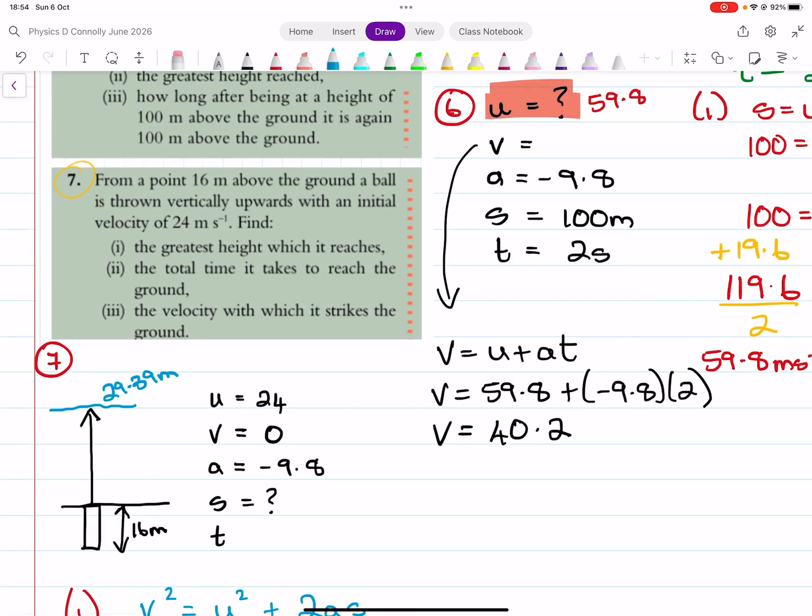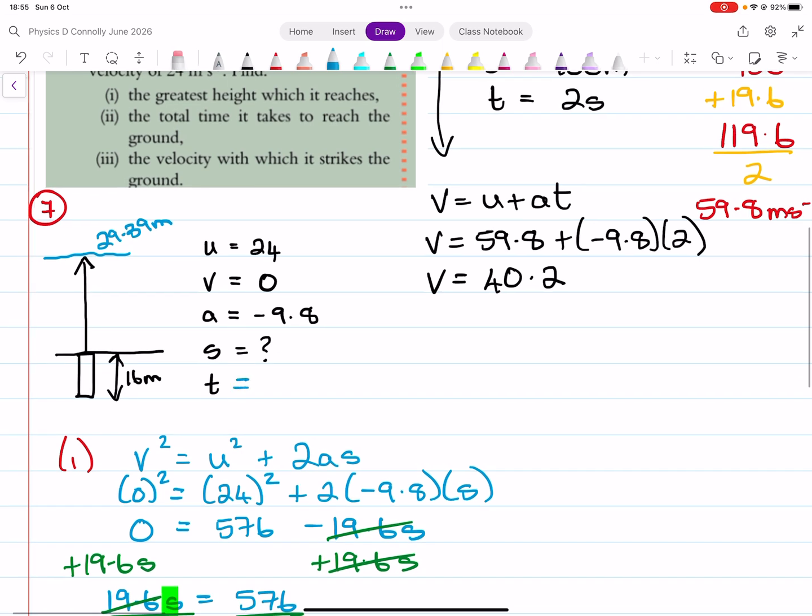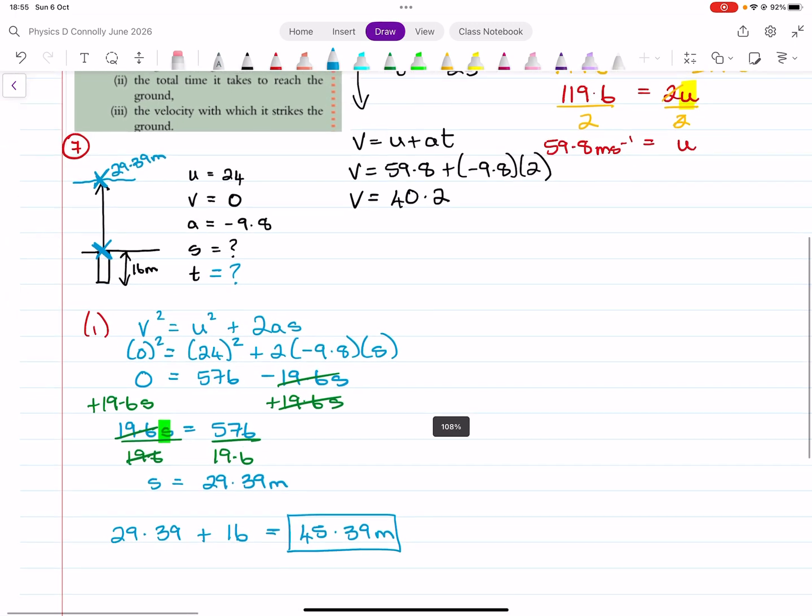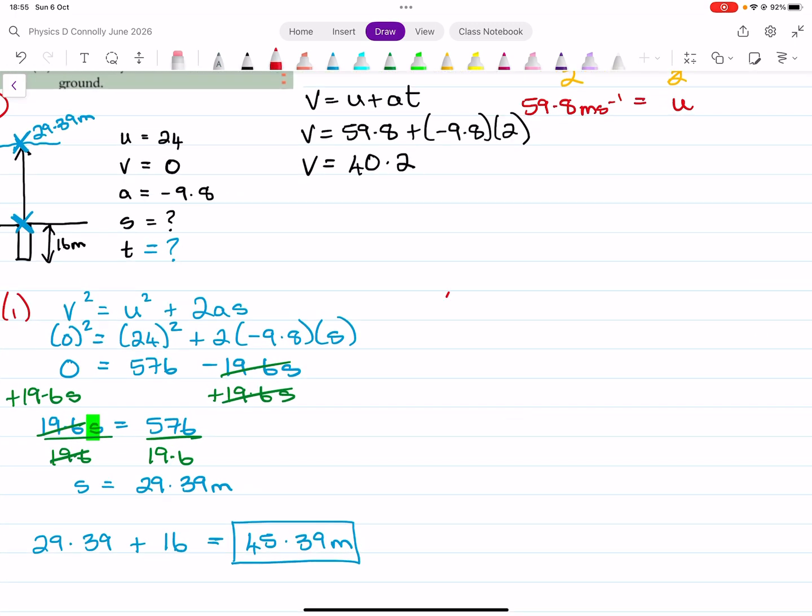The total time it takes to reach the ground. Okay, so we can figure out this time here, and that will give us the time from here to the top. So let's do this. So time from 16 to top. Okay, I'm using the UVAS that's already there, so can I do V equals U plus AT? I think I can. Yeah, because I need T.